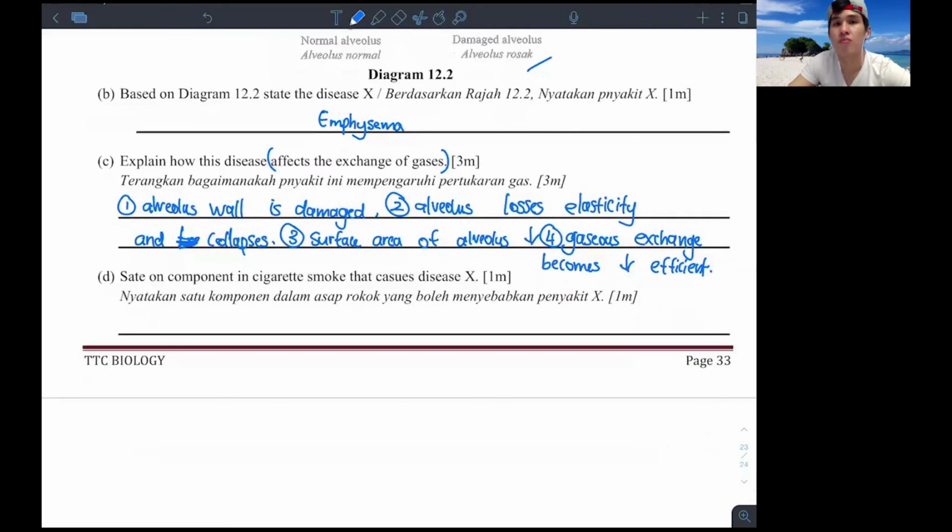Okay. So the last component in cigarette smoke that causes disease. The components I already mentioned to you: you can see tar, nitrogen dioxide, sulfur dioxide.